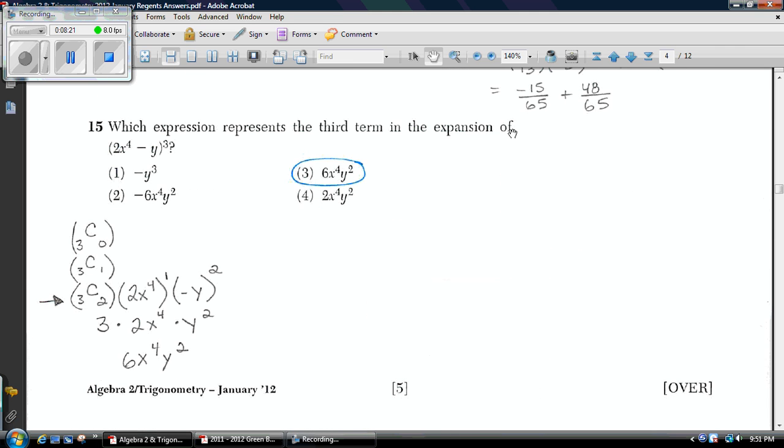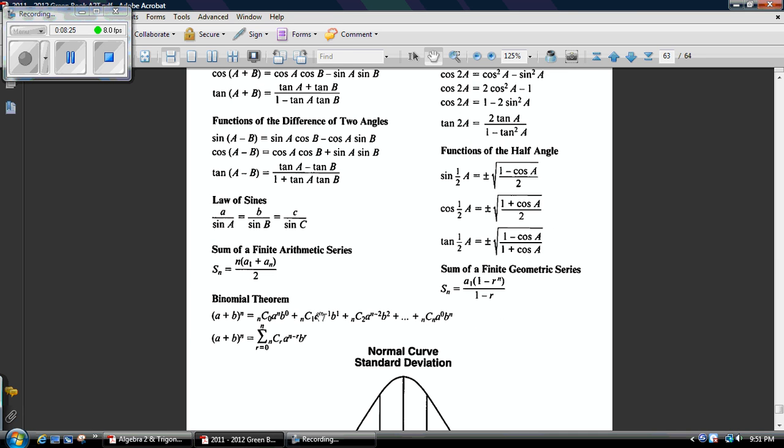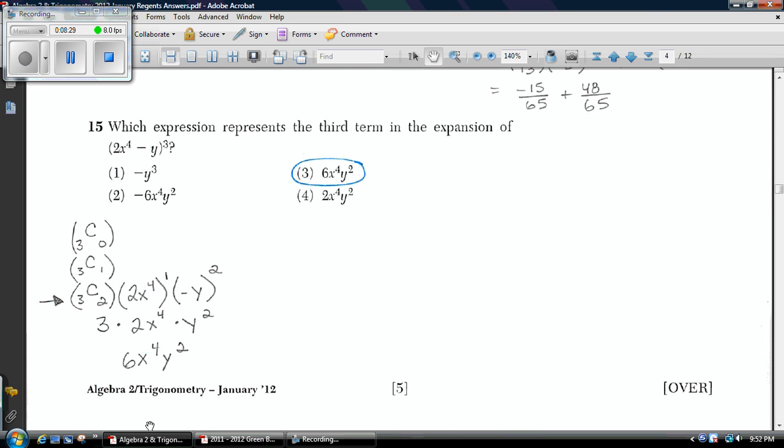Which expression represents the third term of this expansion? If you forget how to expand things, the formula is on your reference table right here. You just need to know how to read it, right? So you could expand it out. I started doing 3C0, 3C1, 3C2. This is my third term.